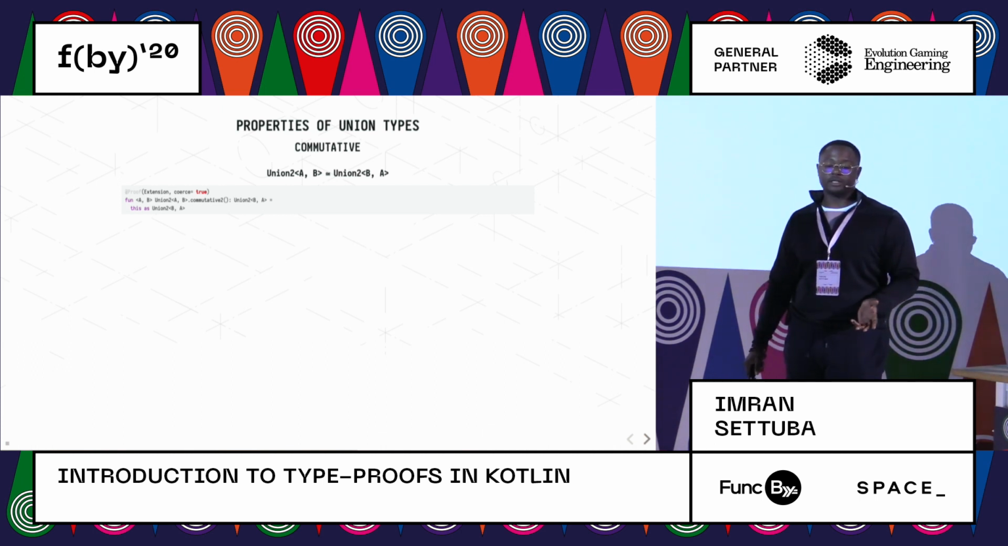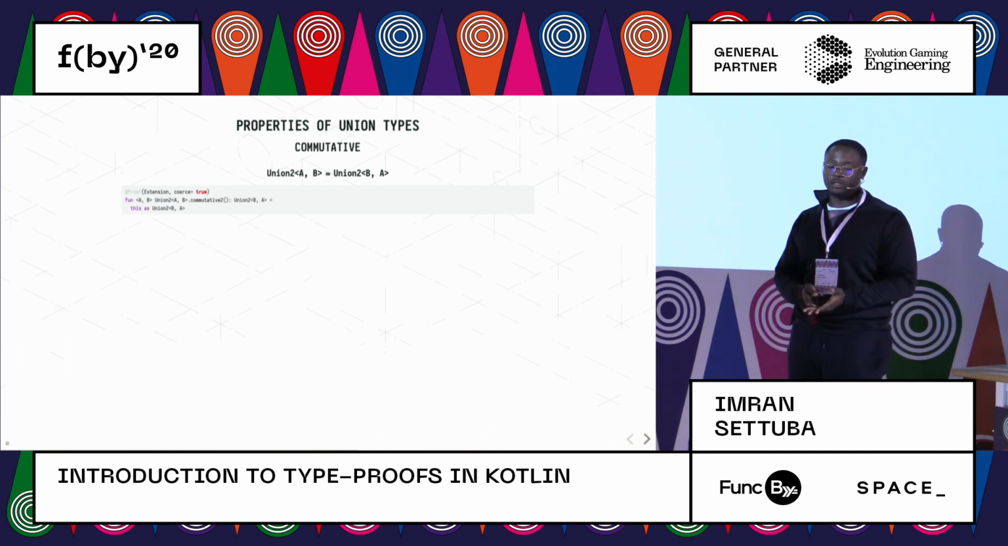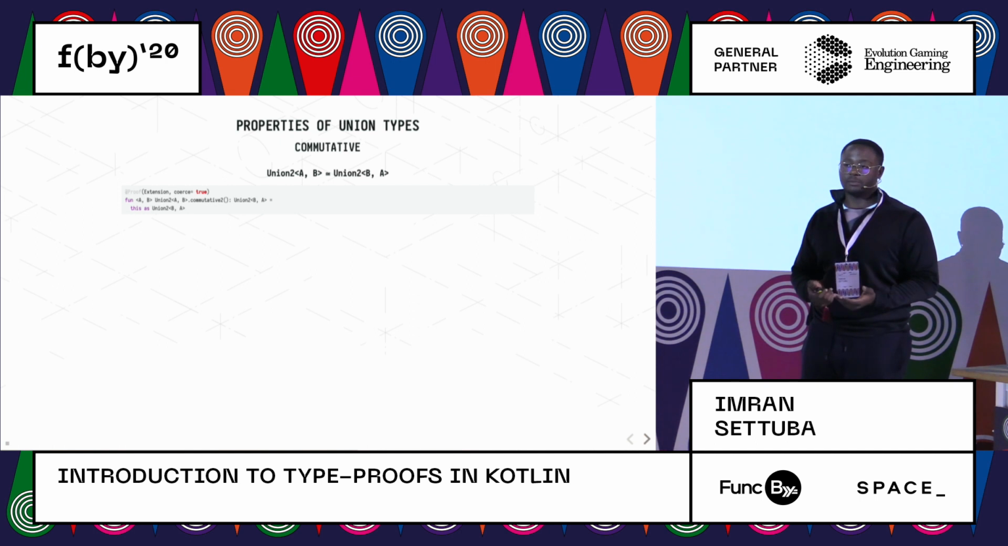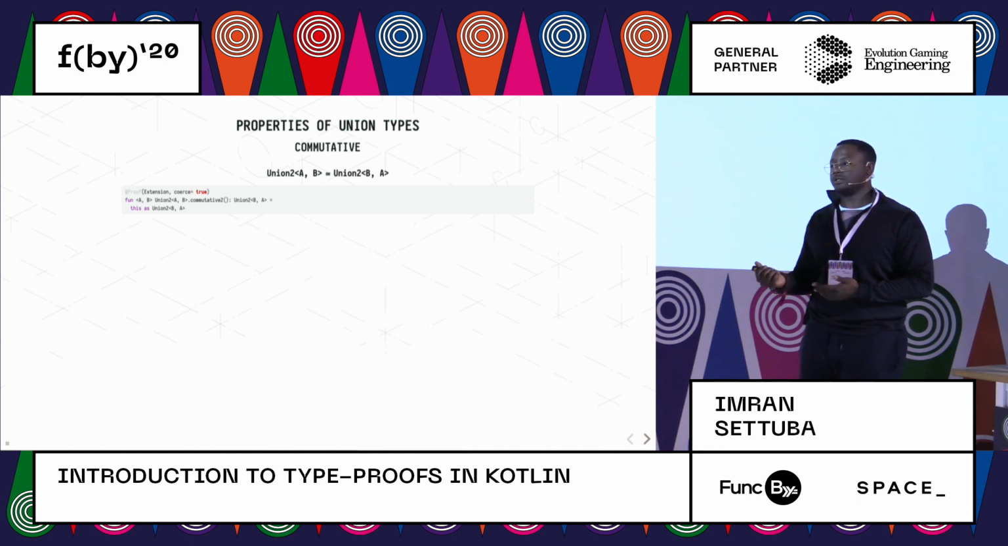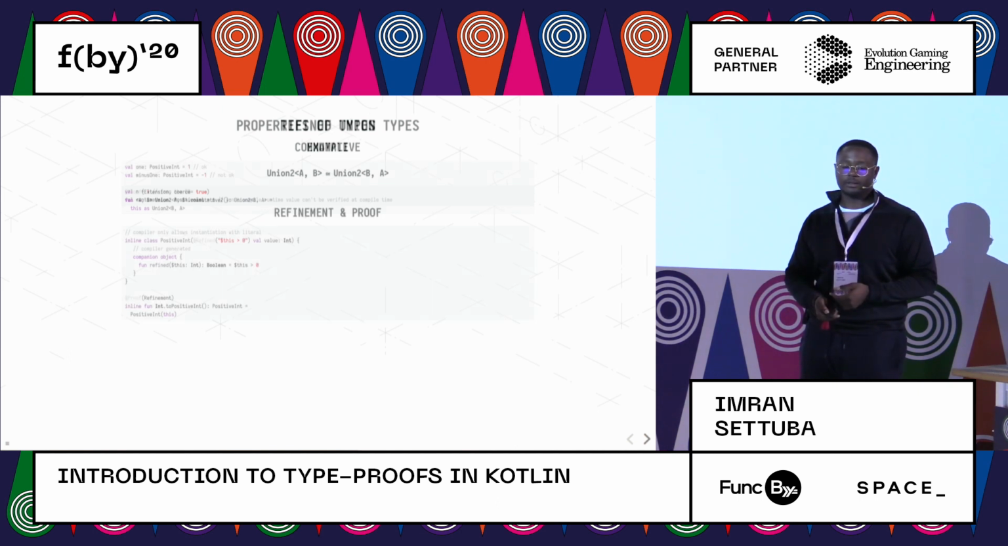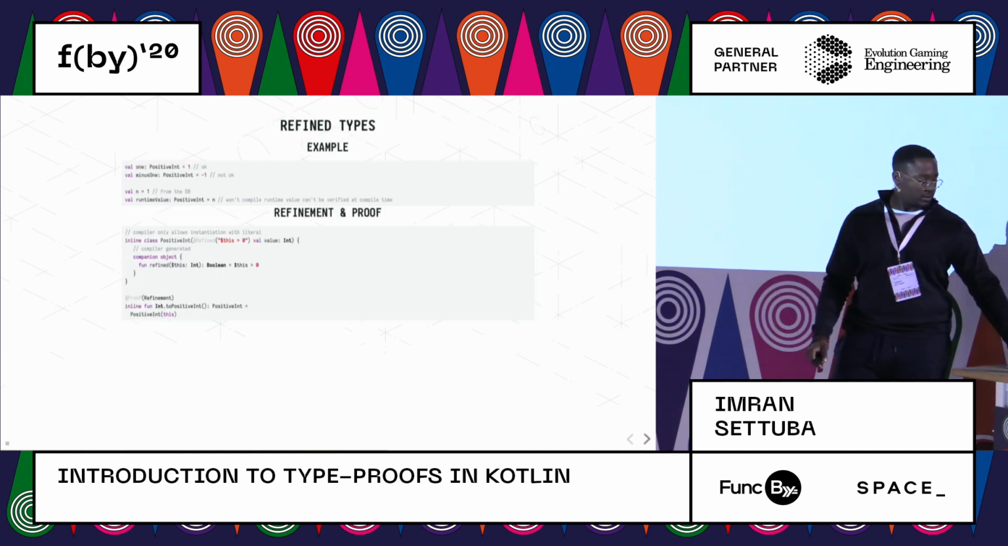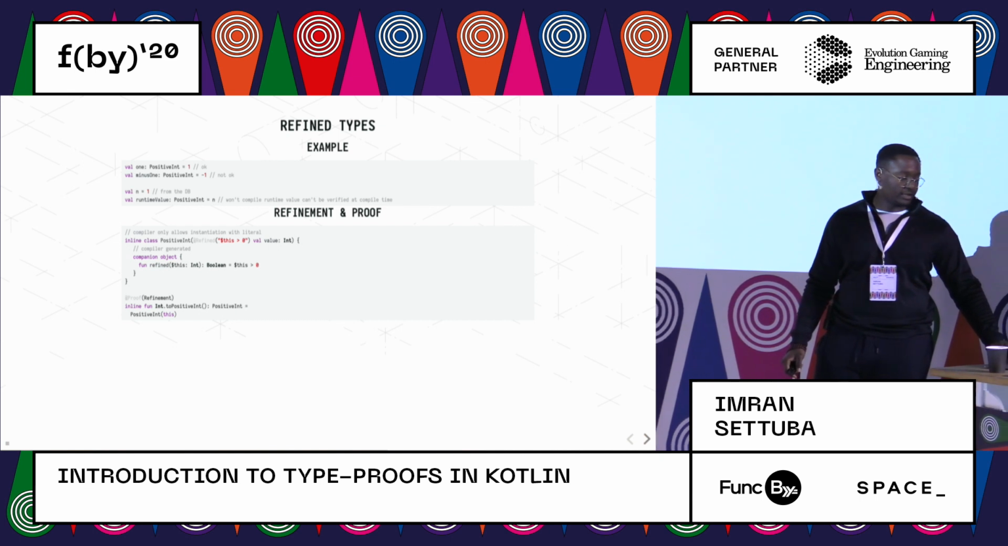And this property is one of the reasons why unions cannot form monads or functors, and cannot assimilate data types that you might know as option and either, because they are right biased. Let's move on to refined types.